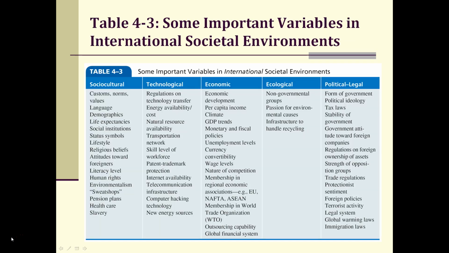In this following table, we have some important variables in international societal environments. So, to account for the many differences among societal environments from one country to another, you may want to consider this table, 4.3, which includes a list of important variables in international societal environments, such as economic, technological, political, legal, and sociocultural, for any particular country or region.